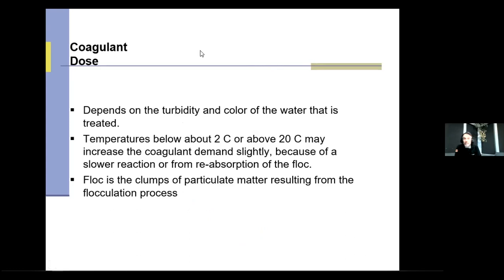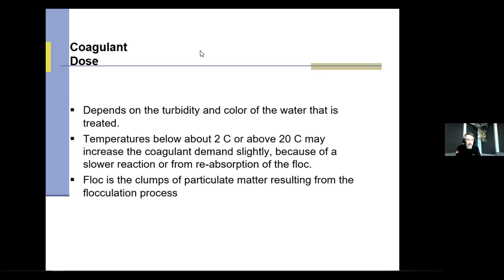Let's talk a little bit about the coagulant dose. We're going to make sure that we're not overdosing or underdosing, and this depends on the turbidity and color of the water. Once you set your dose, you have to monitor it, because if you're taking from surface water, it might change a lot out there. A rainstorm, for example, could wash more organics into your water source.